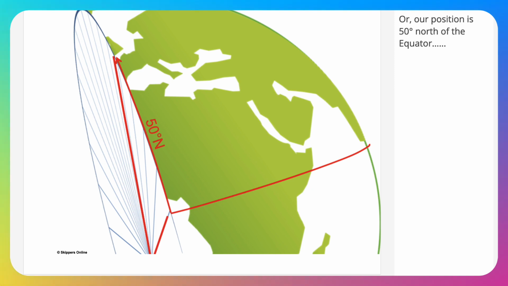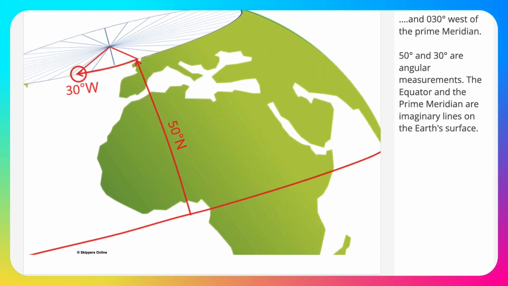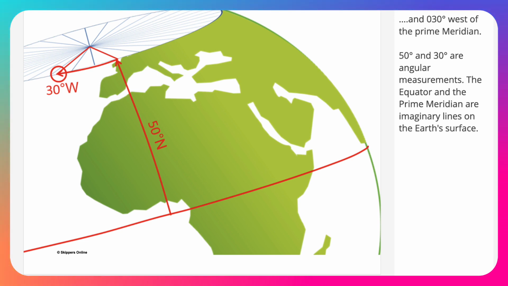Or our position is 50 degrees north of the equator and 30 degrees west of the prime meridian. 50 degrees and 30 degrees are angular measurements. The equator and the prime meridian are imaginary lines on the Earth's surface.